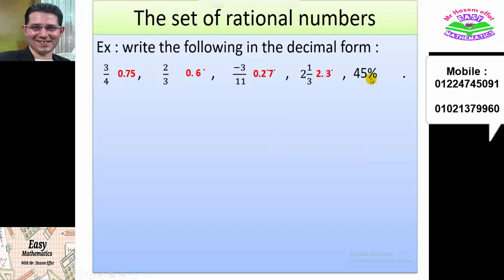45%, we can write using the calculator 45% or 45/100. Both of them are right, and change it into decimal form. It will be 0.45.